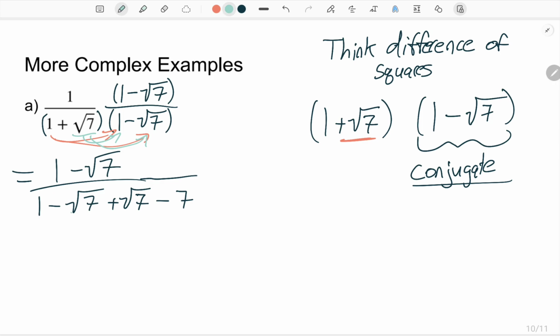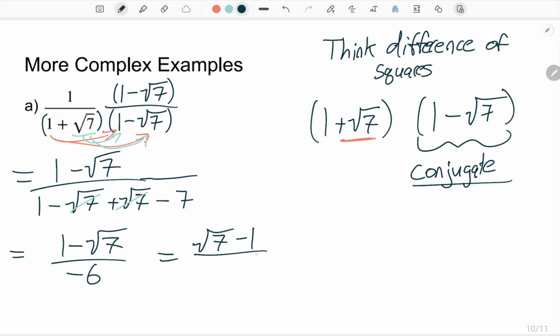Okay, so we cancel out those roots. You're just left with 1 minus 7. So that will become negative 6. Oh, and again, I said before, I don't like negatives on the bottom. Let's just stick it on top. So if you move the negative from the bottom to the top, you can just flip the order of what's on top. And there you have it. This is now as good a form as we can get it. No negatives, no square roots in that denominator.